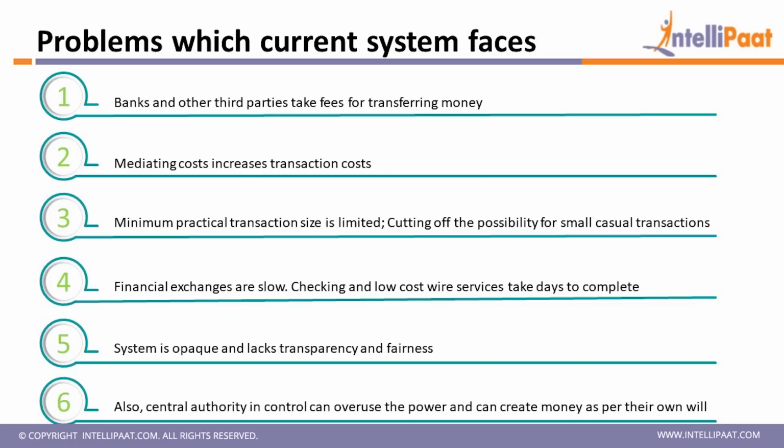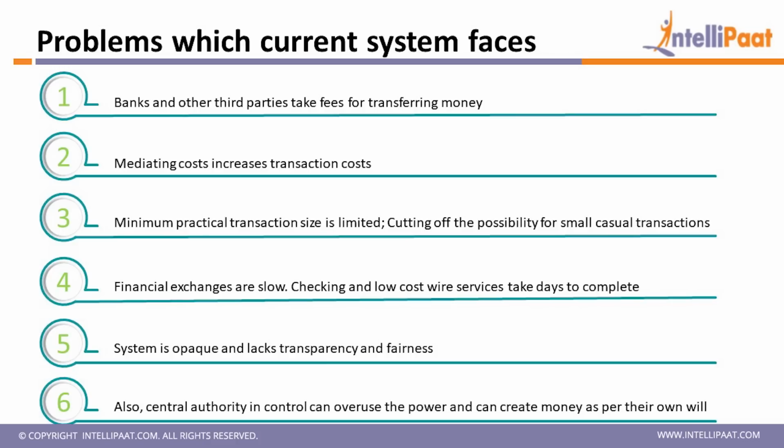Minimum practical transaction size is limited, cutting off the possibility of small casual transactions. Financial exchanges are slow, checking and low-cost wire services take days to complete. International cross-border transactions really require a good amount of time to complete because of the current existing systems of middlemen or mediators. The system is opaque and lacks transparency and fairness.